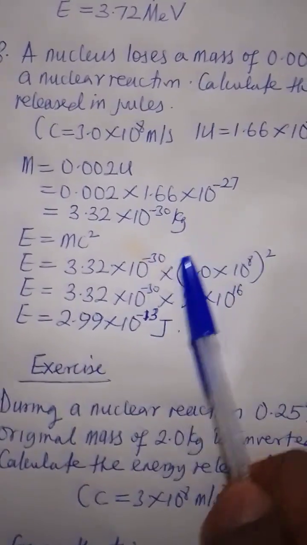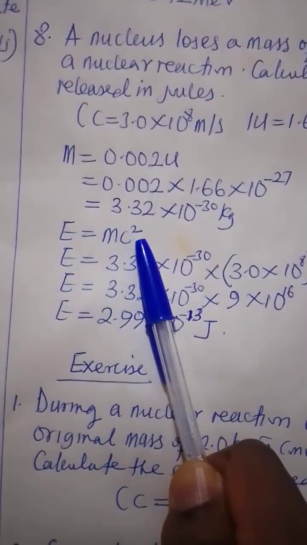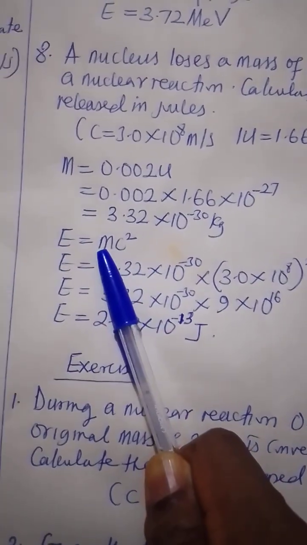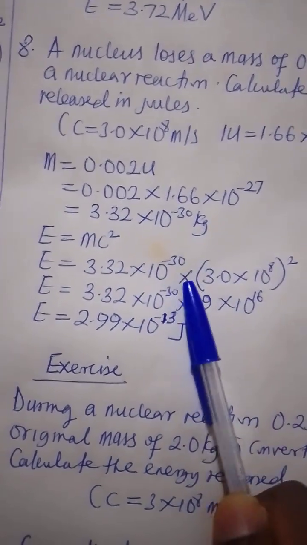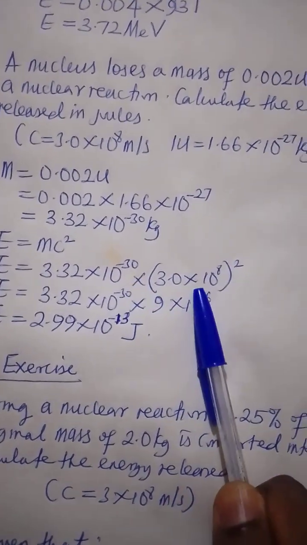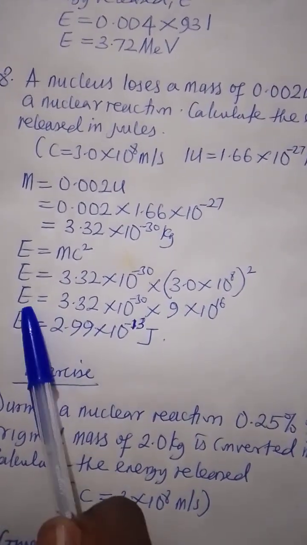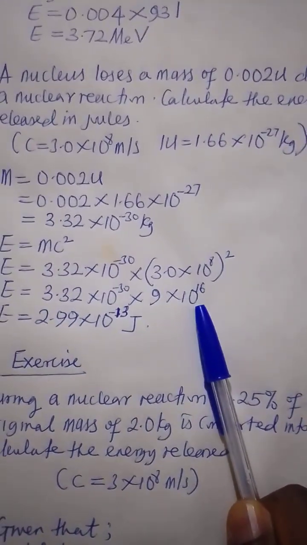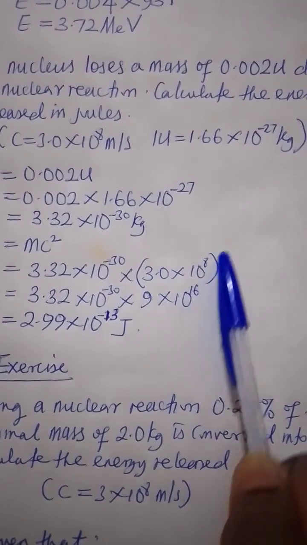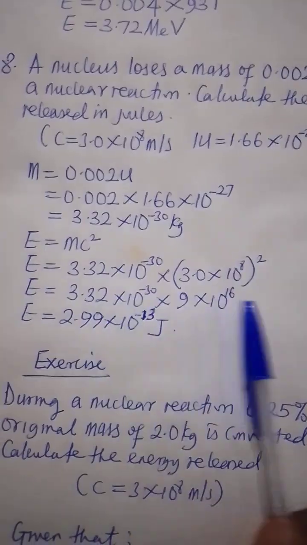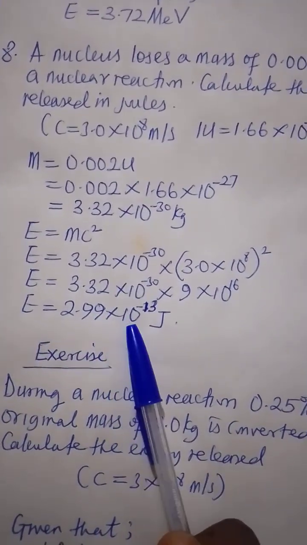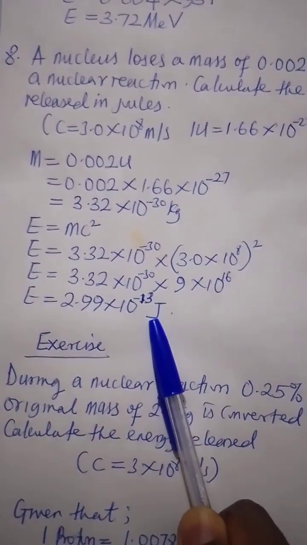So quoting Einstein's equation, our mass is 3.32 times 10 to the power minus 30 kilogram times the value of C squared. And when we resolve carefully, don't forget this will give you 9 times 10 to the power 16. We've been doing that for quite some time now. So if you resolve this carefully, you will get 2.99 times 10 to the power minus 13 joules.